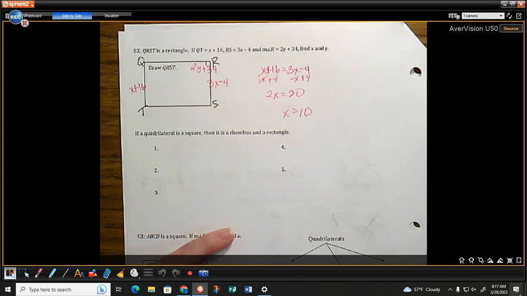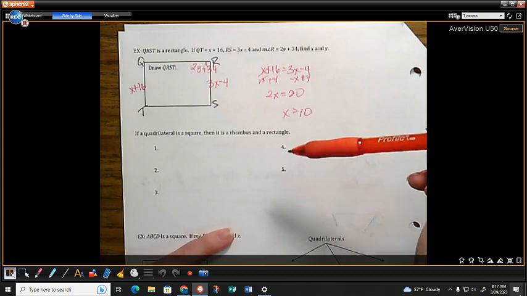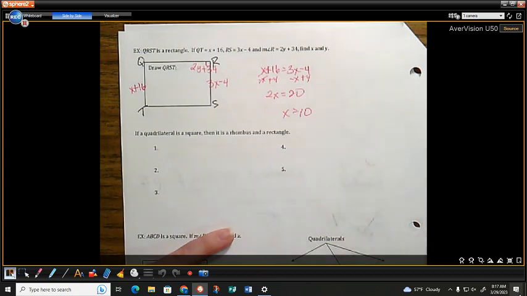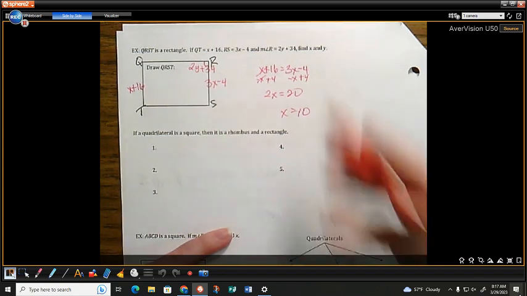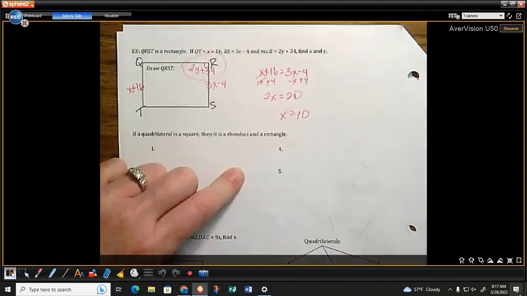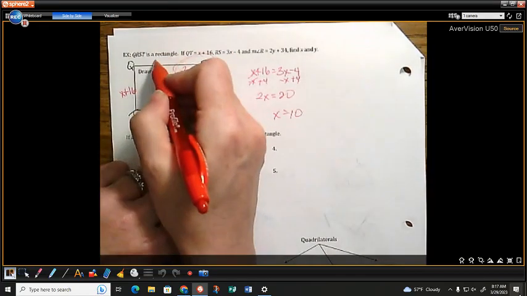Once you figure out the geometry, the algebra is old hat. You've done this for a year and almost 2. And then 2y plus 34 plus 90. How do you know this equals 90? Because the rectangle is a parallelogram with 4 right angles.